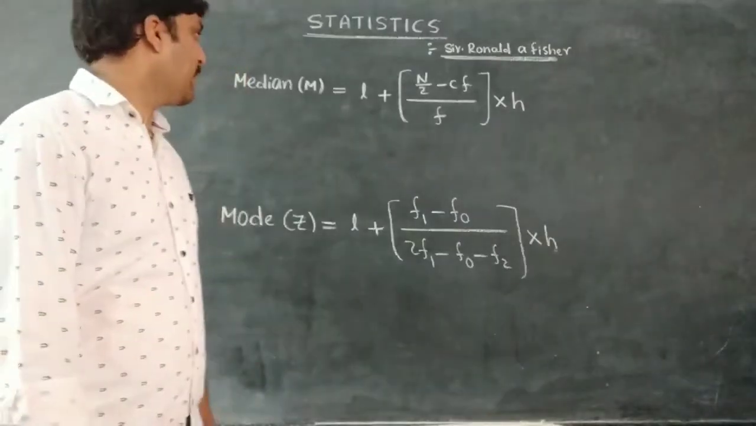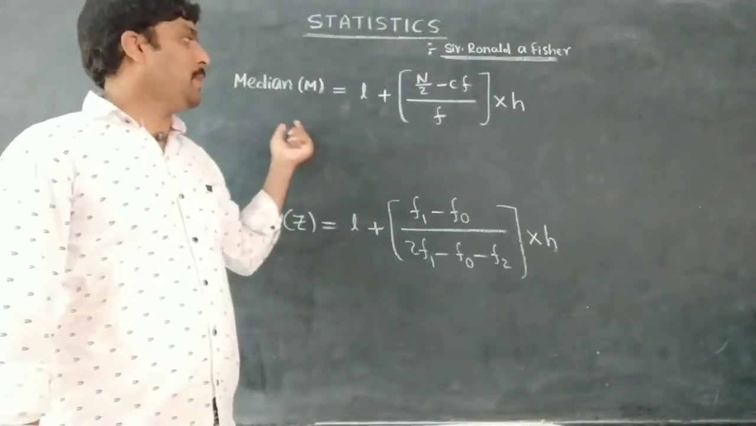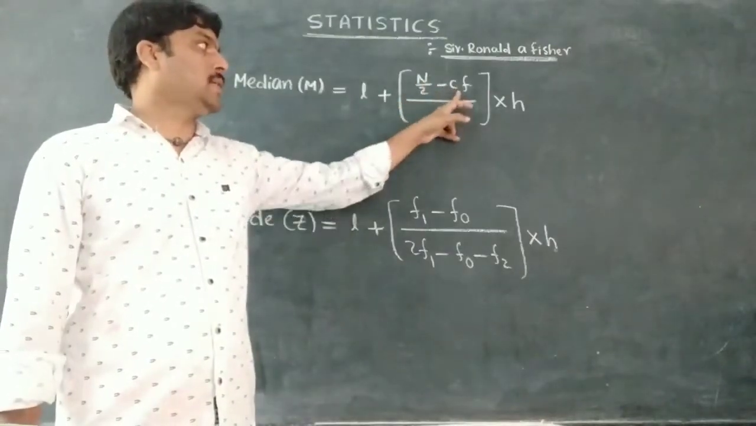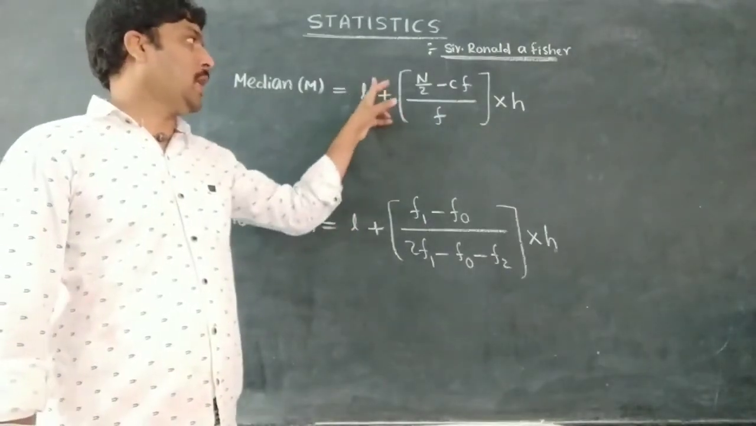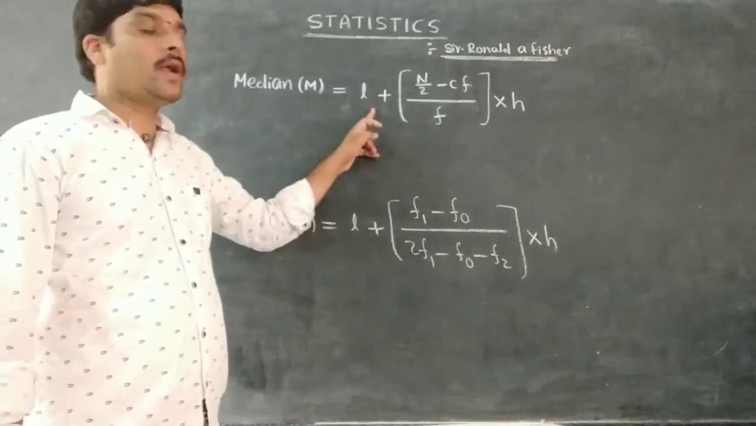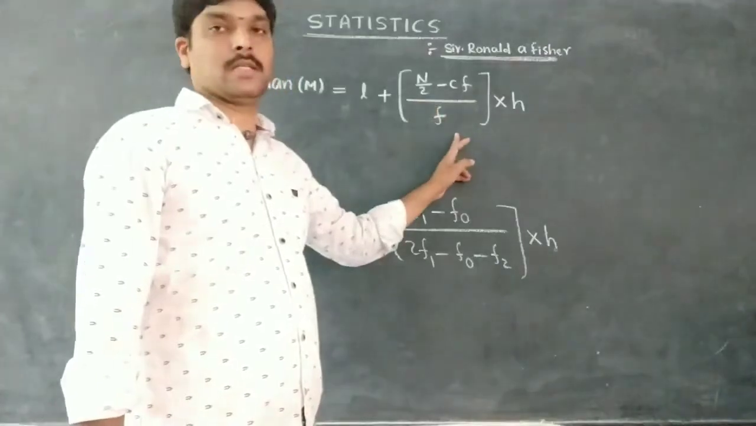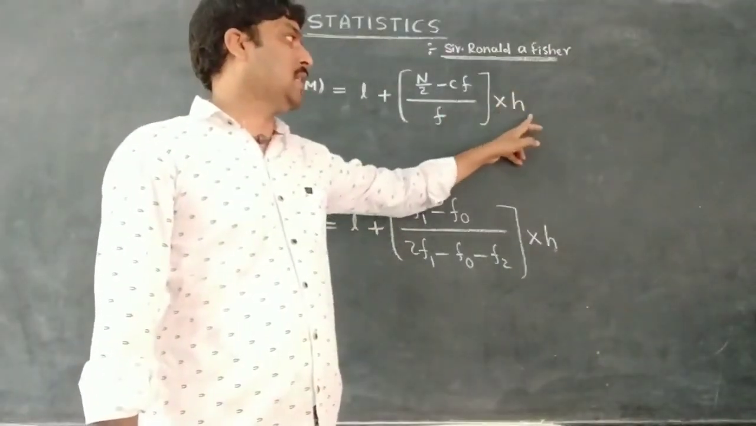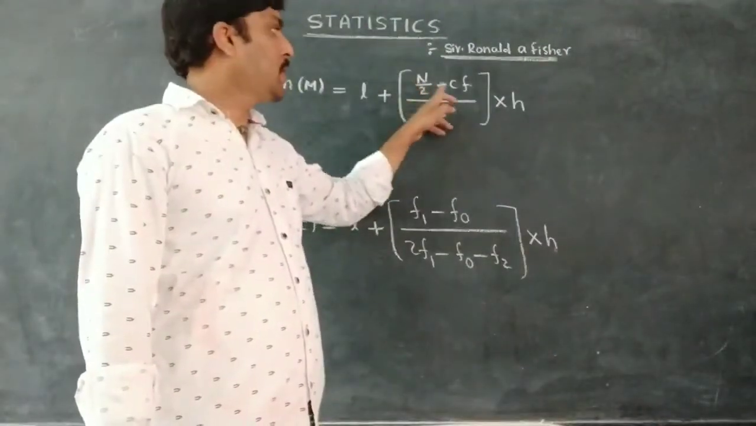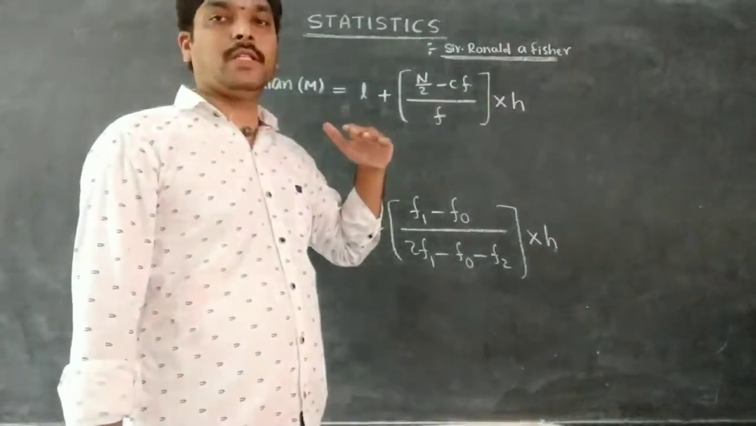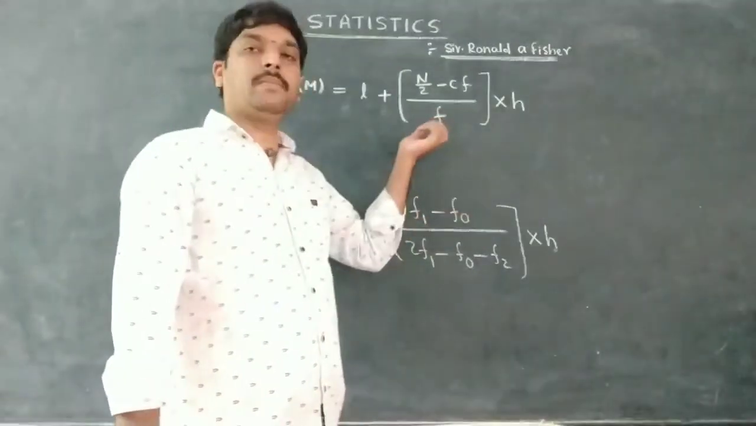Next, central tendency value, median. Median is denoted with M. Median formula: L plus (N by 2 minus CF) by F, into H. Here L is the lower boundary of the median class. F is the frequency of the median class. H is the size of the class interval. N means sigma fi, the sum of the frequencies. CF means the cumulative frequency preceding the median class.